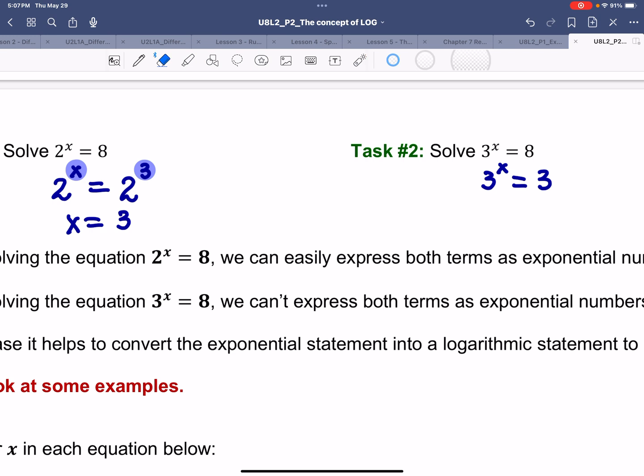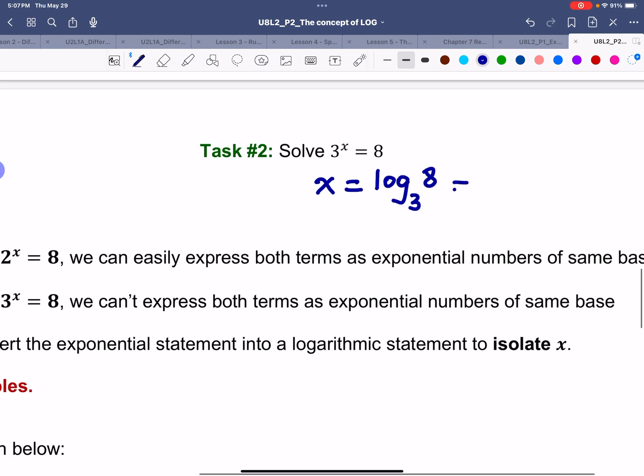So what we do in this case, and this is when the log helps, is we're going to write this exponential statement as a log statement. And we're going to say x equals the exponent, or we're going to say the log we must raise the base 3 to in order to obtain number 8. And from here, we are going to use the calculator to evaluate this number. If you see the number 8 inside the log, that will stay in the numerator. If you see 3 in the base, that will stay in the denominator.